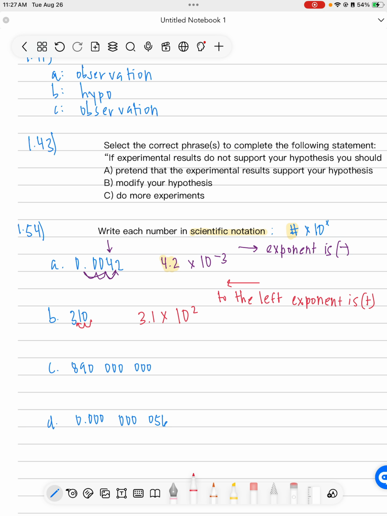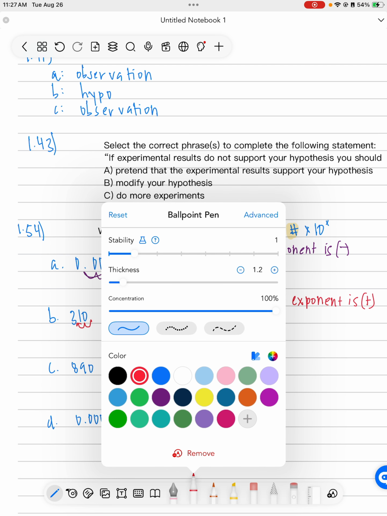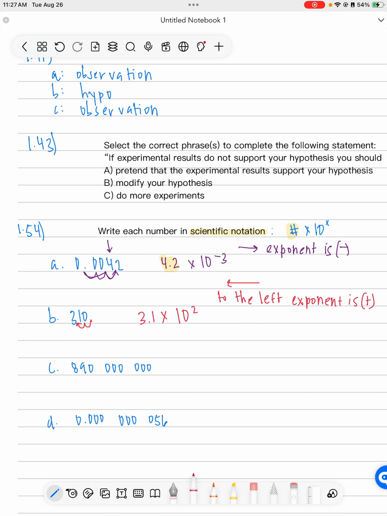Okay, the next one is a really big number, 890 million. First of all, I want you to think in your head, where is the decimal? And are you going to be going left or right when we move our decimal? So here's the decimal at the end of the number, and we're moving left. So is our exponent going to be positive or negative? Since we're moving left, our exponent's going to be positive. So I know that my number is going to be 8.9. I can just look at that right now and say 8.9 times 10 to the something.